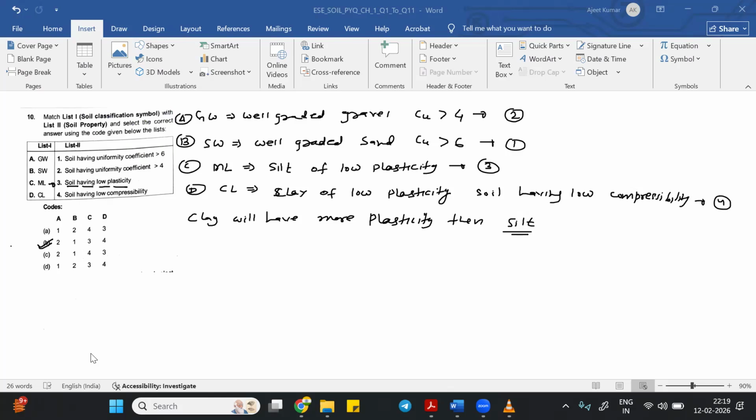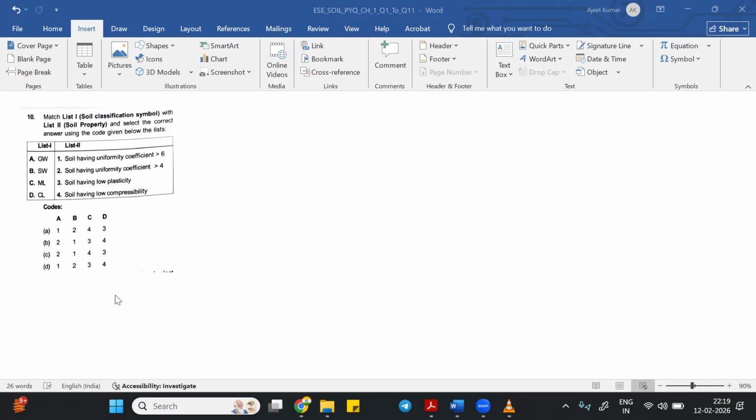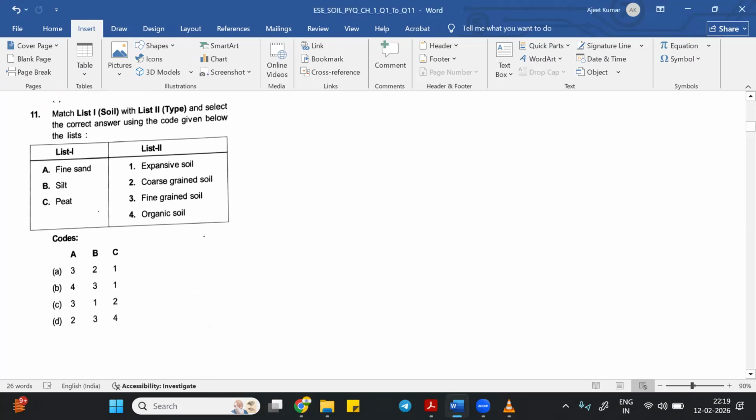Now question number 11. Let me resolve. This is question number 11. Match list 1 soil with list 2 type and select the correct answer using the code given below the list. Fine sand. Fine sand is fine grained soil or coarse grained soil? Silt is fine grained. Peat is organic soil.